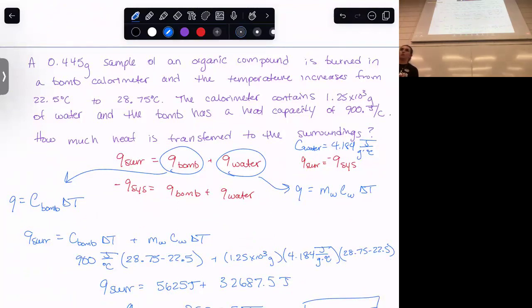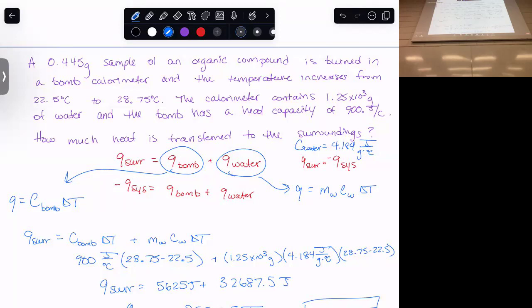Could you change that question to make it your system instead of surroundings? Yeah, absolutely. You could change it around. I could ask you just for the surroundings, or I could ask you for the system, and I could give you a different specific heat or something like that. You could solve for it that way too. I just gave you what you needed off of this one.